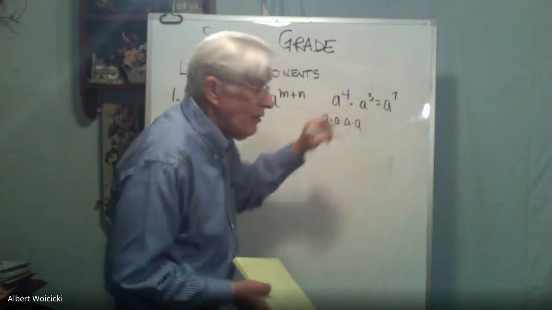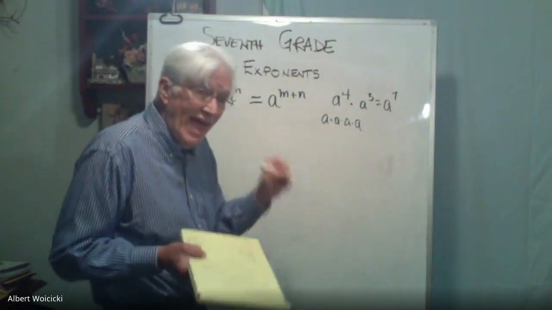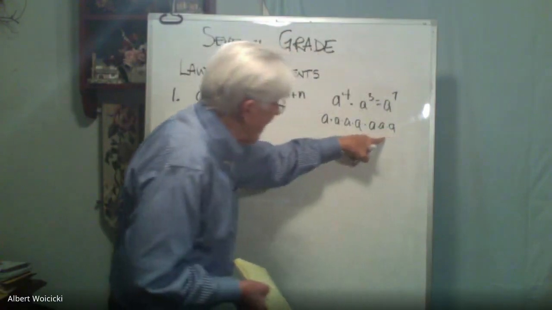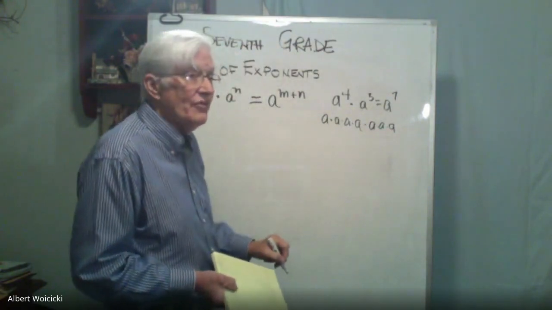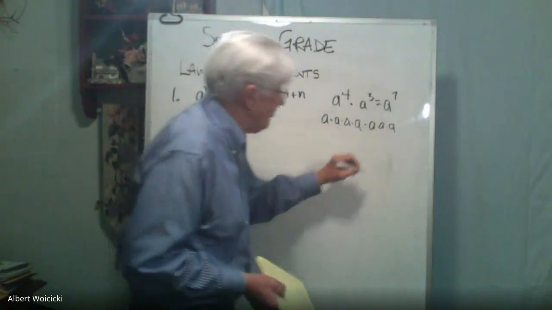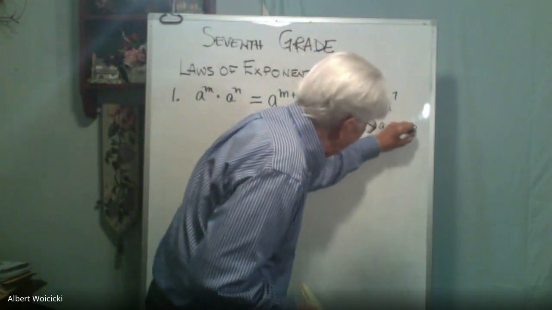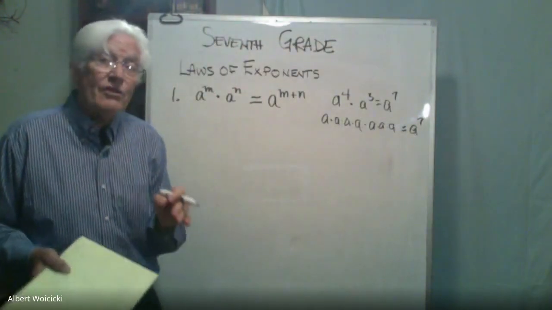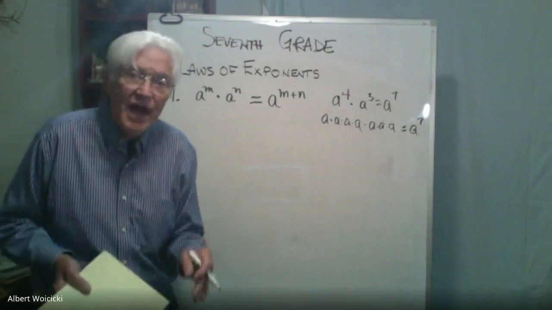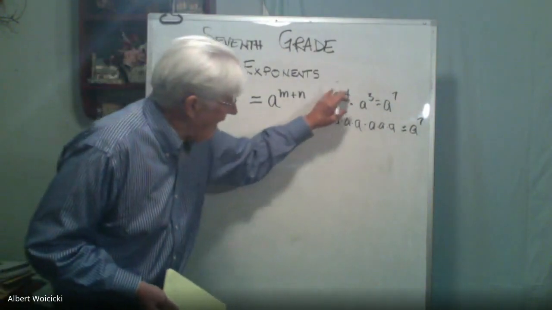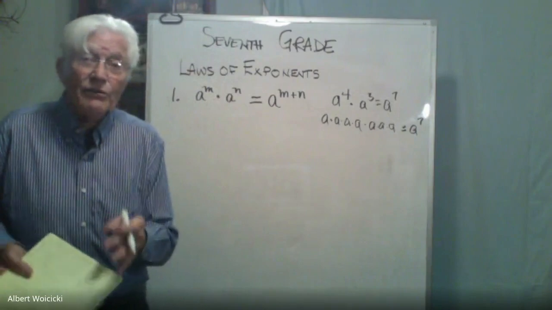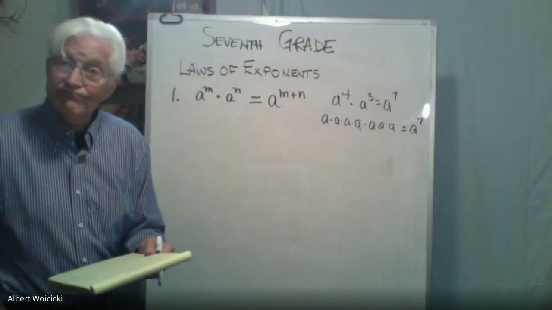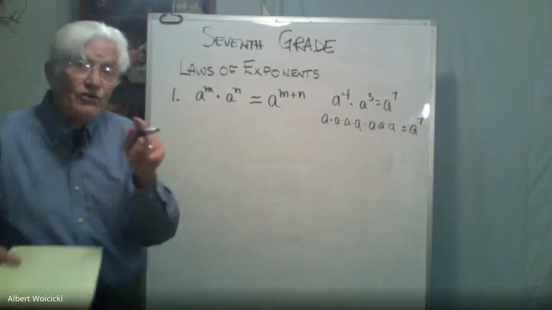And what is a to the third? It's a as a factor 3 times. So now I've got a how many times? 7 times. So I've got a to the 7th because I've used a as a factor 7 times. So I just add my exponents, and that'll tell me what I need to know. Okay? That's my first law of exponents.